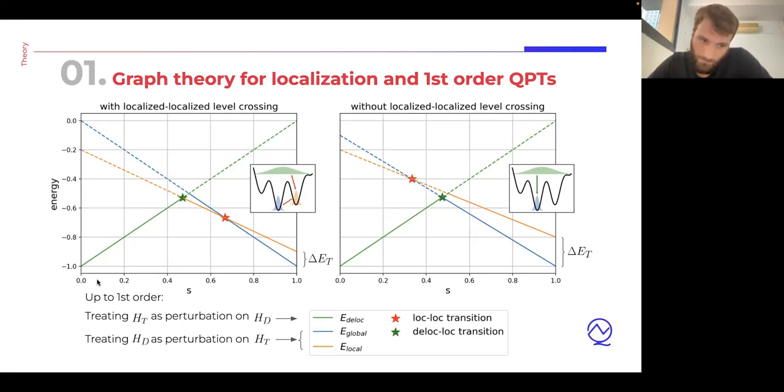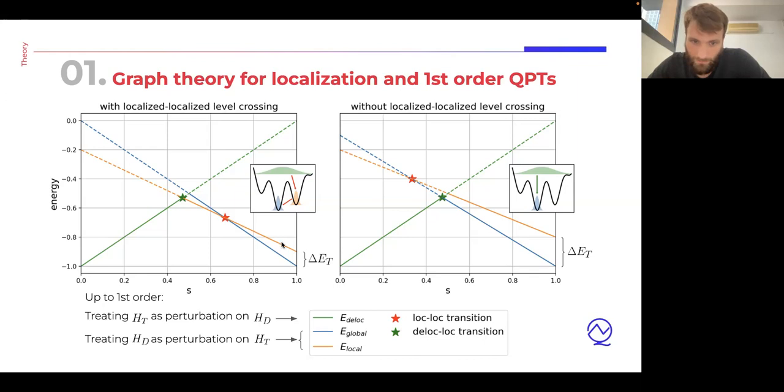How would we interpret this process? In the beginning of the anneal, the system will be in the delocalized ground state of the driver Hamiltonian, and we tune s, and eventually the system has to localize. In this case, we first localize in the local minimum, and if we keep tuning, eventually the system, at this red star here, has to tunnel and will then localize in the global minimum. So this type of plot corresponds to this process where the delocalized state first localizes in the local minimum and then tunnels to the global minimum.